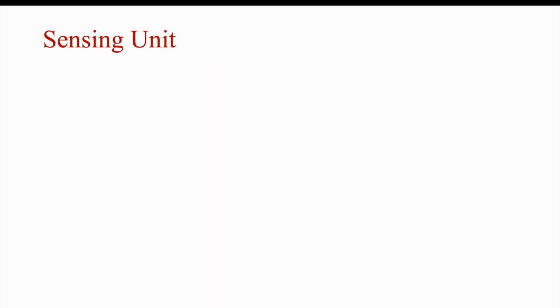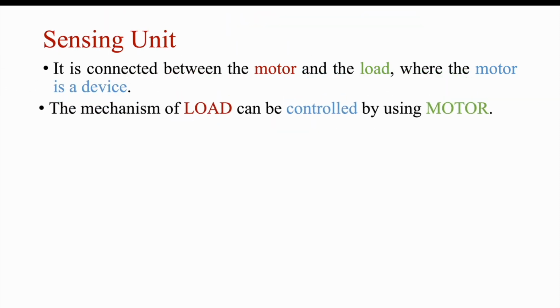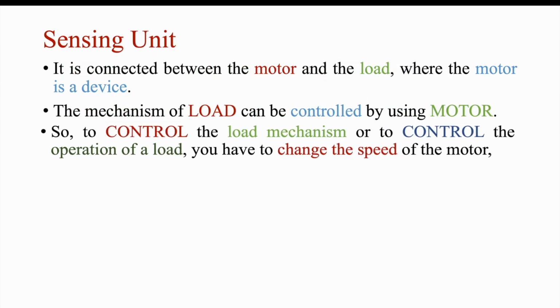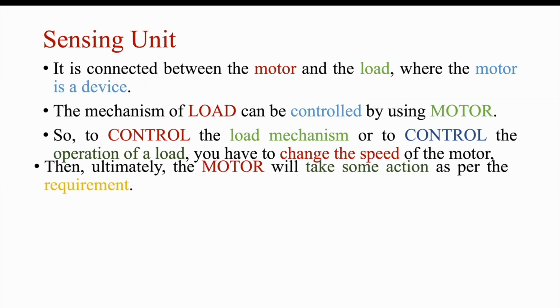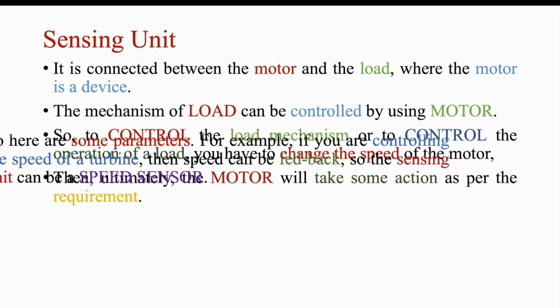The second is the sensing unit. The sensing unit is connected between the motor and the load, where the motor is a device by which the mechanism of the load can be controlled. So to control the load mechanism, or the operation of a load, you have to change the speed of the motor. Then ultimately the motor will take some action as per the requirement.